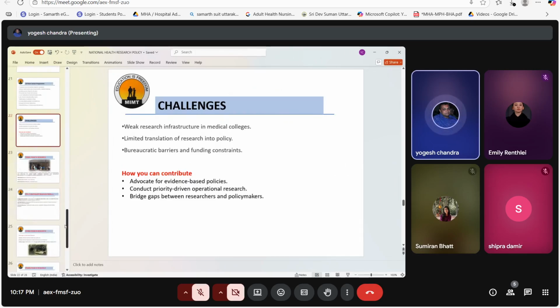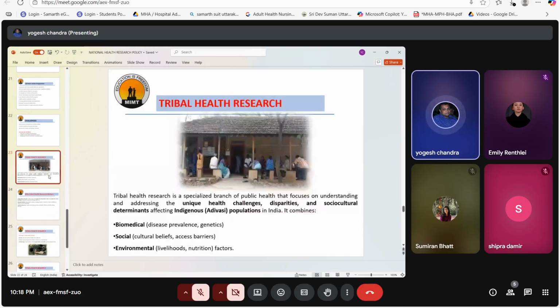So this is all about this national health research policy, and there are three, four slides. I just give you some sensitization on the tribal health research because that is slightly different. So what is the tribal health research? Because as initially I told you, they are the marginalized population, they are vulnerable population, they have a unique kind of health challenges, a lot of disparities are there, a lot of socio-cultural factors, determinants affecting. They are also practicing some kind of indigenous medicines.